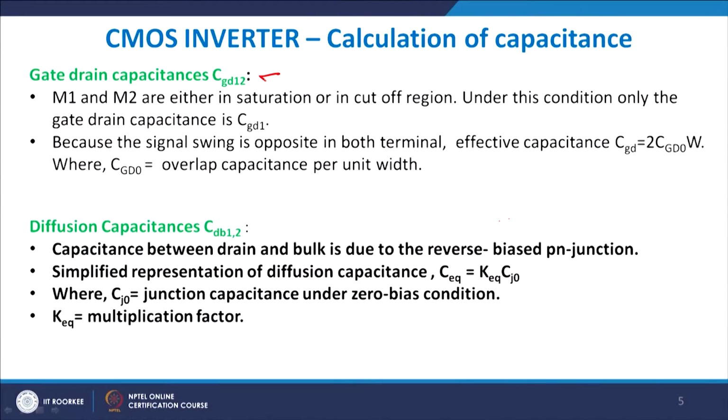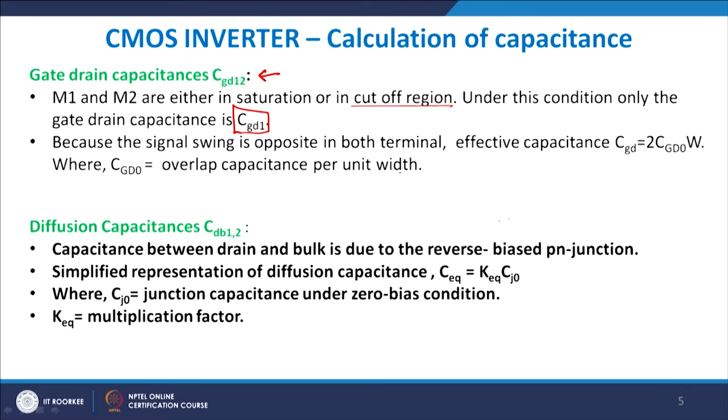Now, how do you calculate therefore the CGD, which is gate to drain capacitance, right? Now, when M1 and M2 are either in saturation or in cutoff, then you only have the CGD1, gate to drain 1, right? Why is it true? Because if it is cutoff, then obviously there is no channel formation taking place. When in saturation, the channel is formed, but it screens off the depletion region from the gate region, right? That is the reason I am saying only gate to drain capacitance is CGD1. So, CGD1 is only available to you whenever you enter cutoff or the saturation region.